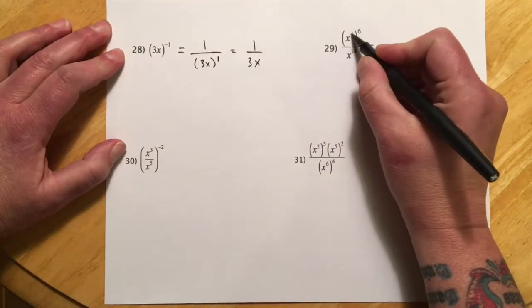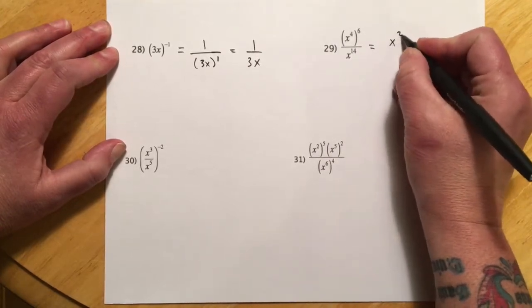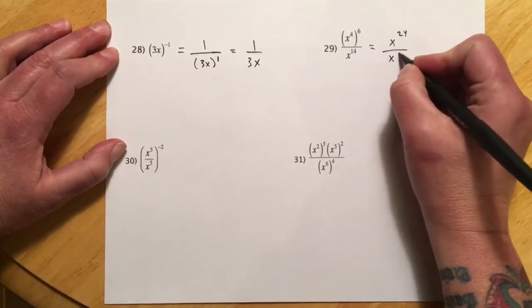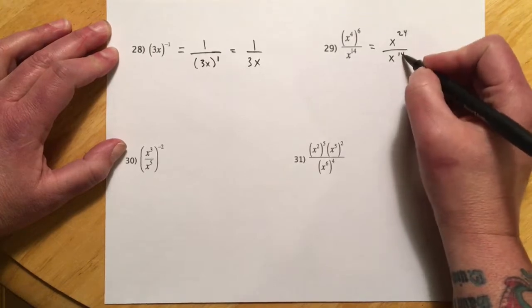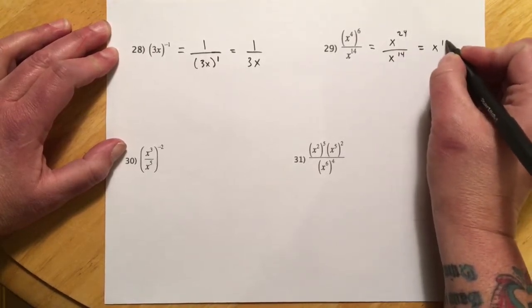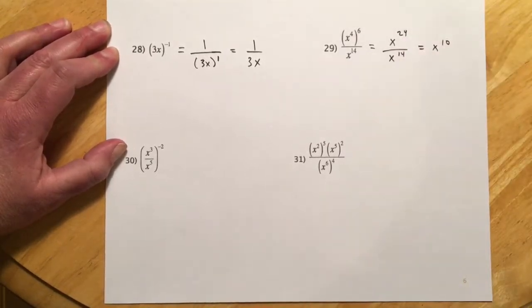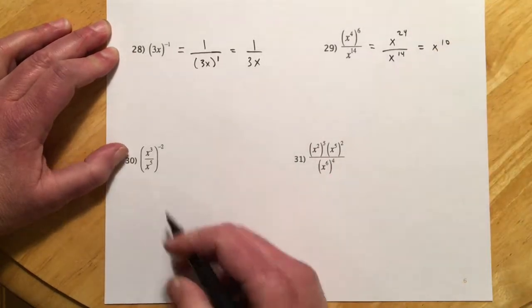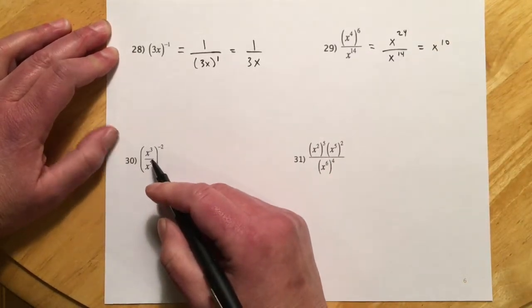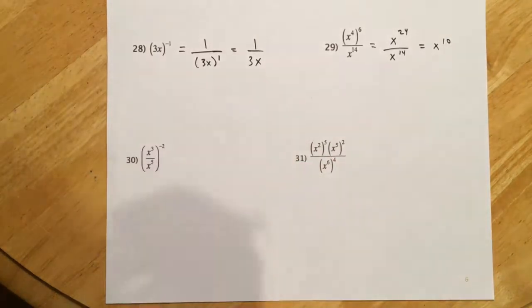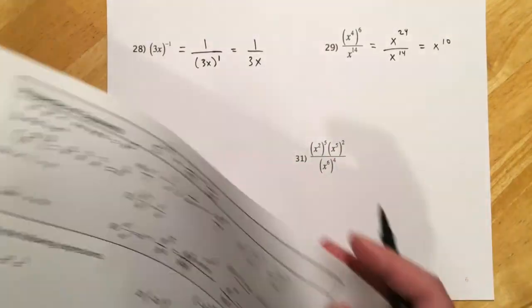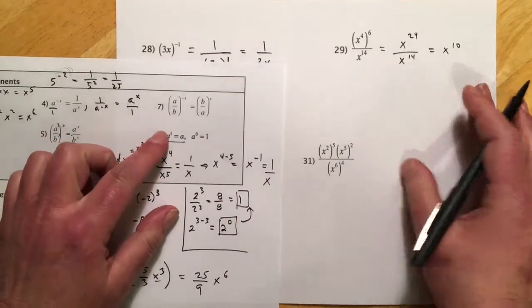29, we're going to have 6 times 4, so it's going to give us x to the 24th over x to the 14. 24 minus 14 would be x to the 10, or just think of it as canceling. It leaves you 10 up top. So this one, there's one more property. Let me show that. And this one's kind of nice if you happen to remember it.